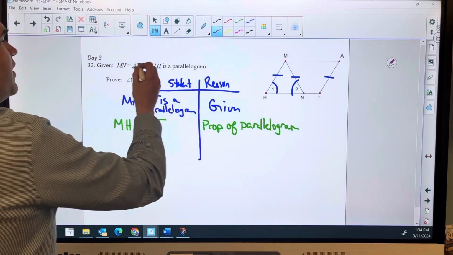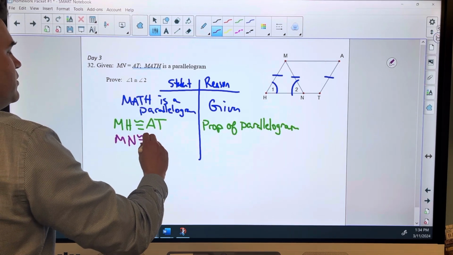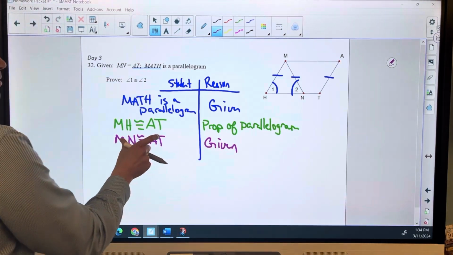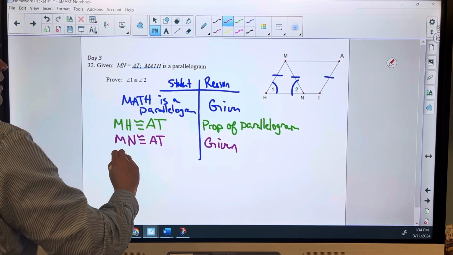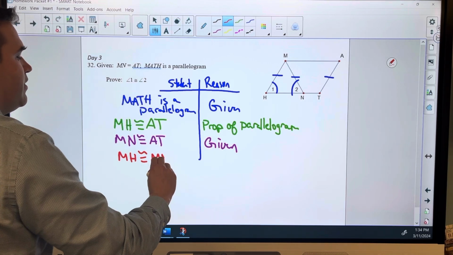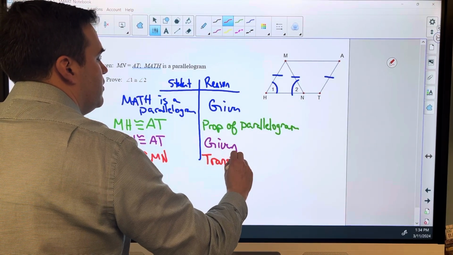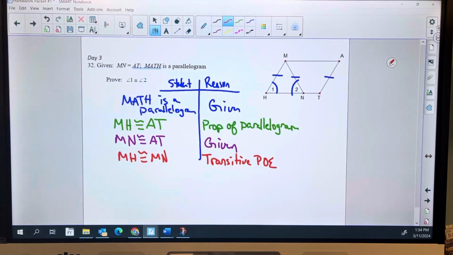Now I'm going to hit with the other given, that MN is congruent to AT, given. And then I'm going to flow those two together since they're both congruent to AT, then MH is congruent to MN, and that's a little transitive property. We could also use substitution there. Now I've got those sides congruent.